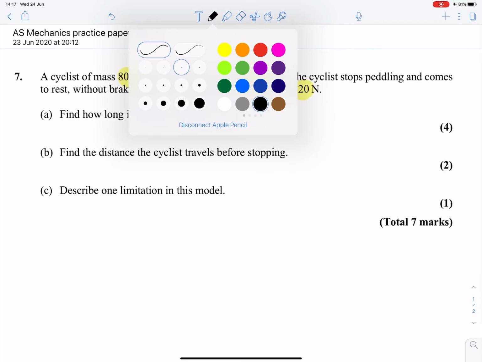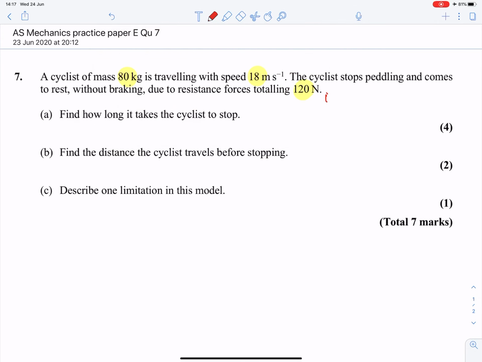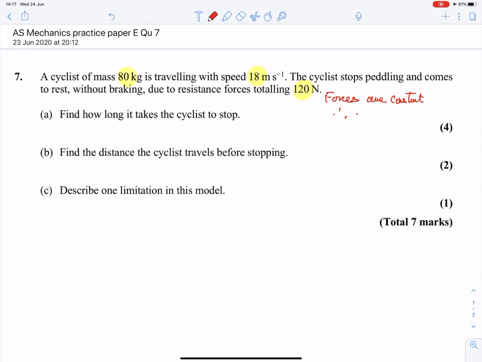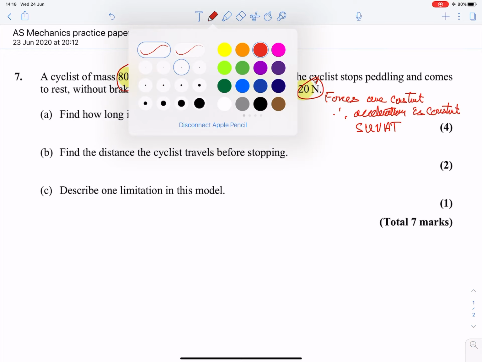So what we need to pick up on here as we read the question is that the forces are constant, therefore acceleration is constant. So in a SUVAT kind of context, we've also got mass and force. So let's have a look at this then.